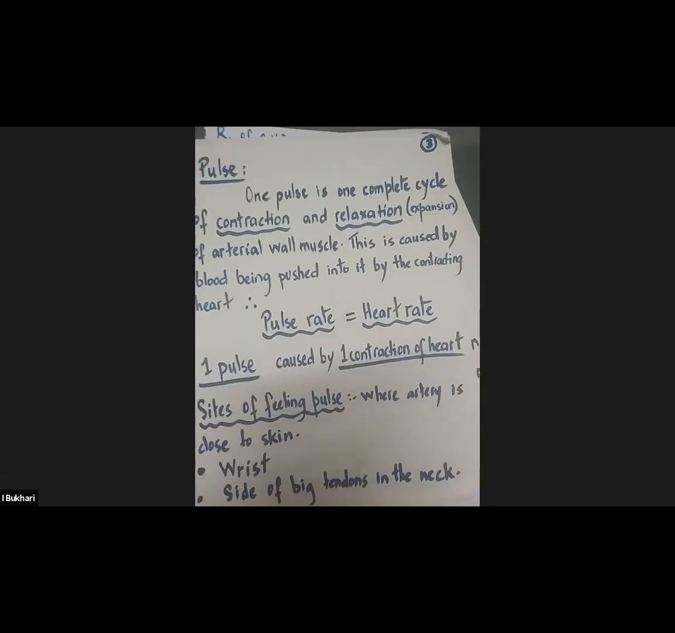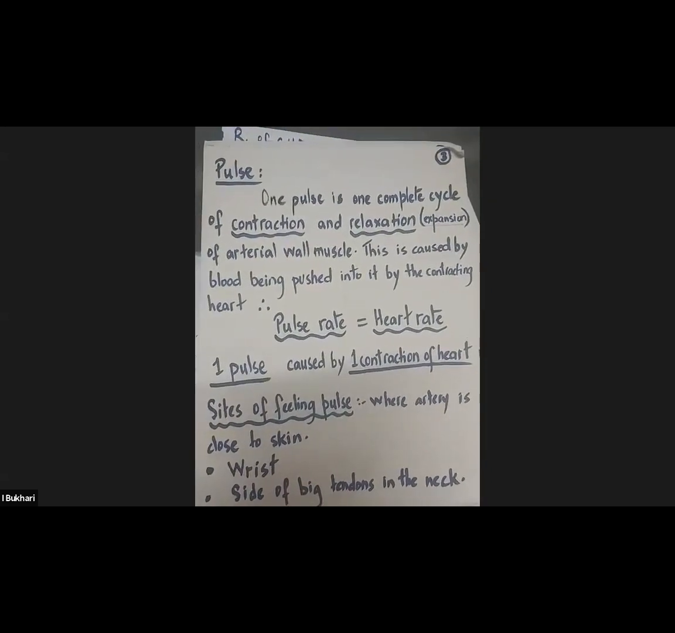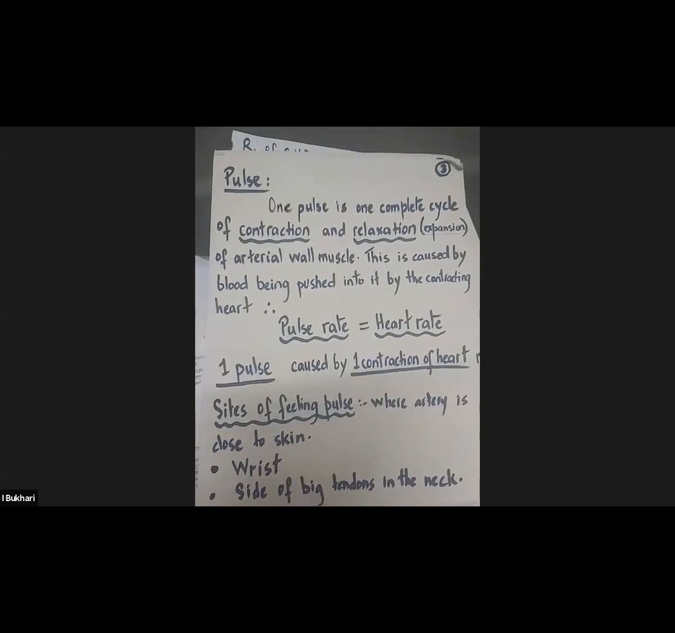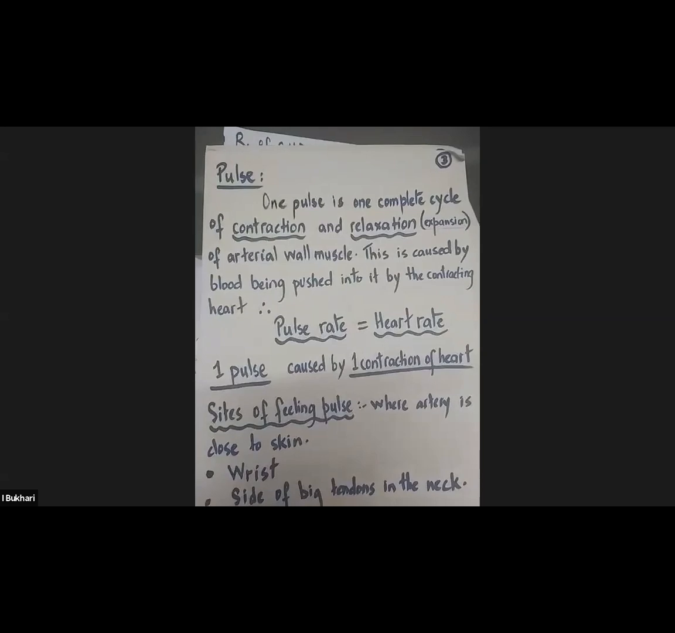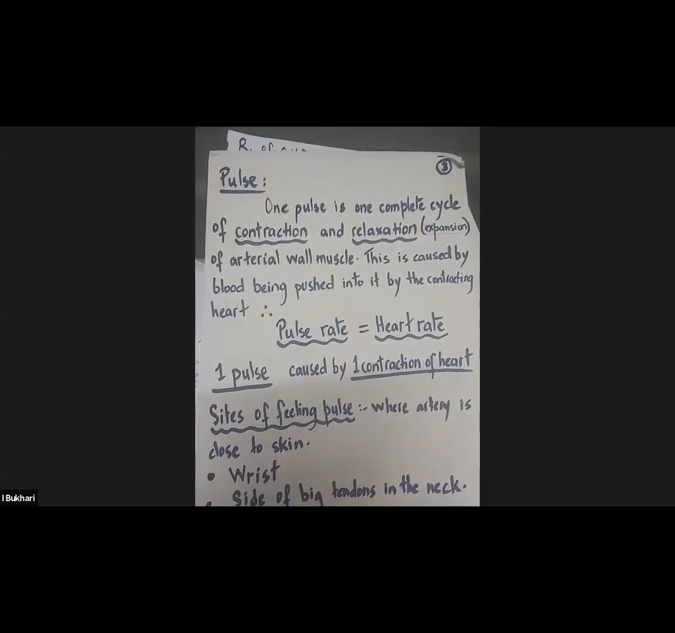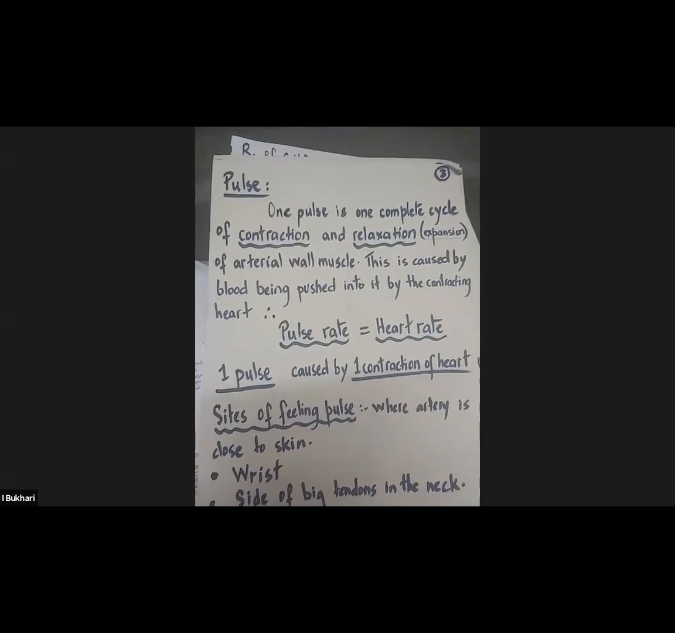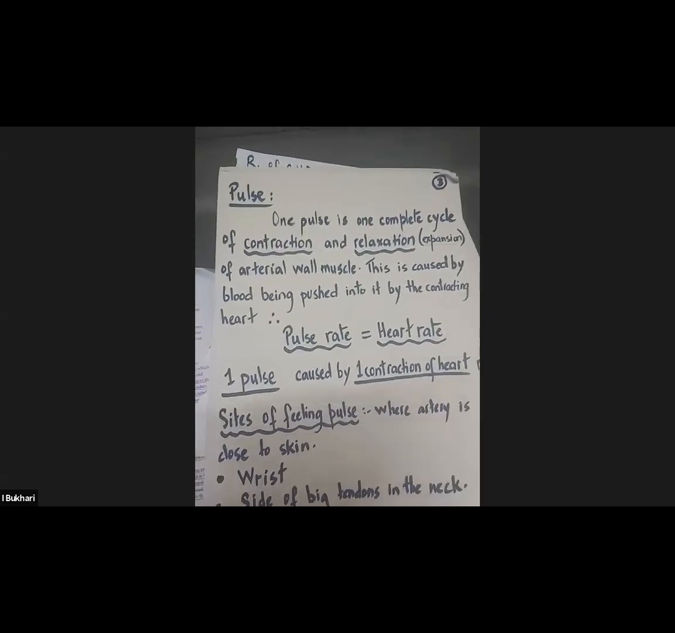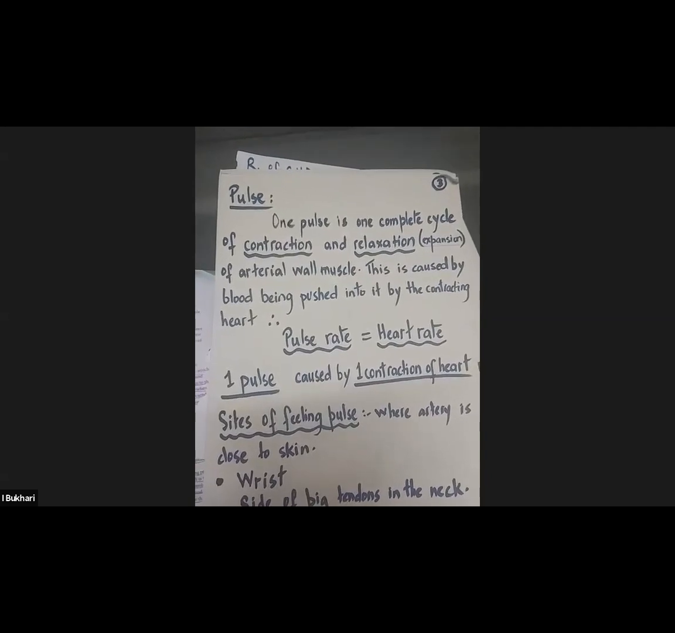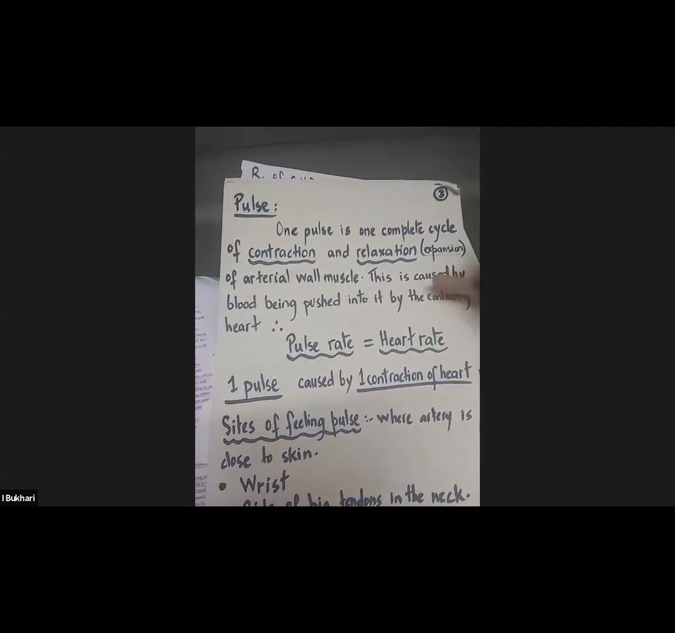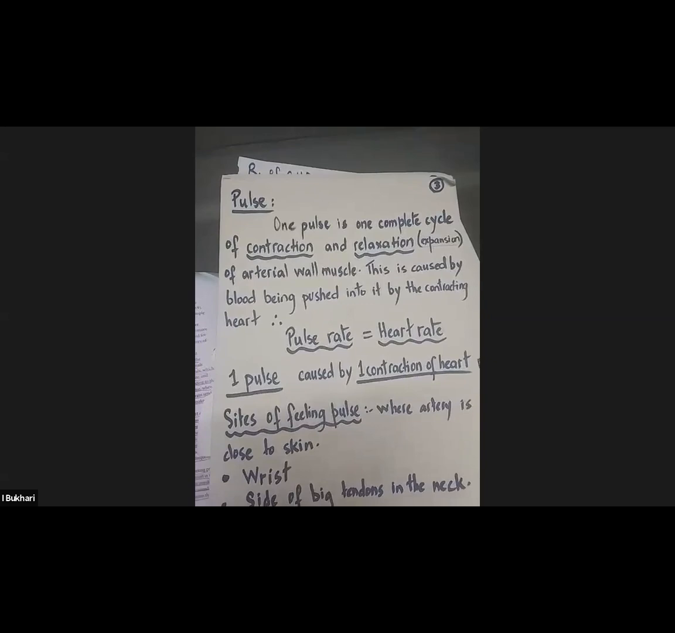Okay, so now, what is a pulse? Pulse is one complete cycle of contraction and relaxation. Relaxation is when the vessels expand due to the blood being pumped into them by the contraction of the heart. When the heart contracts, the blood is pushed out of the heart into the arteries, and as a result of that, the arteries expand or relax. So one pulse is one complete cycle of contraction and relaxation of arterial wall muscle.